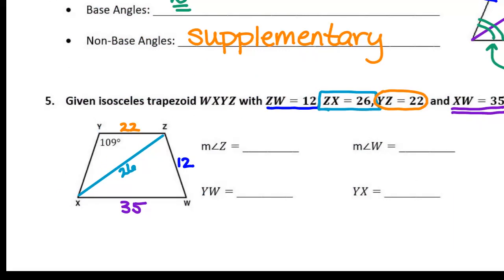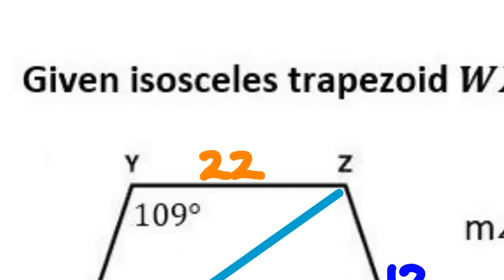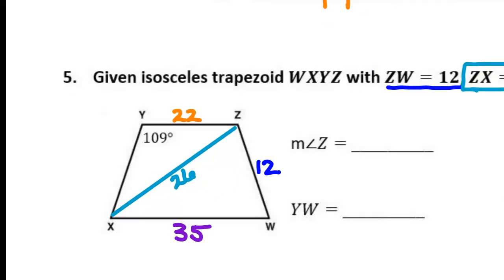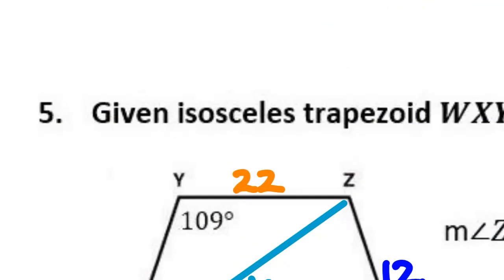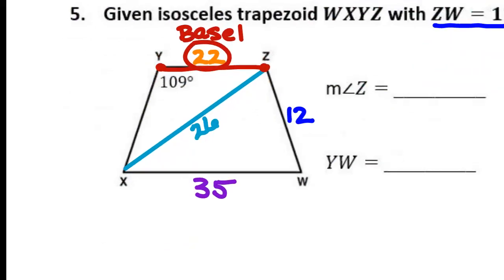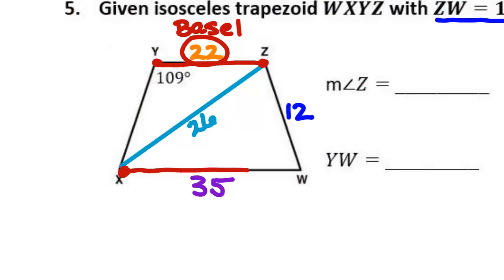So we know this is an isosceles trapezoid. What are the bases? Which sides are the bases? Which ones? YZ and XW, so the 22 and 35, yes. This is a base. We'll call that base 1. And down here is a base. We'll call this base 2.